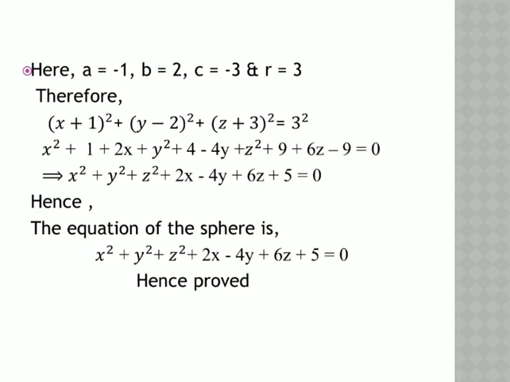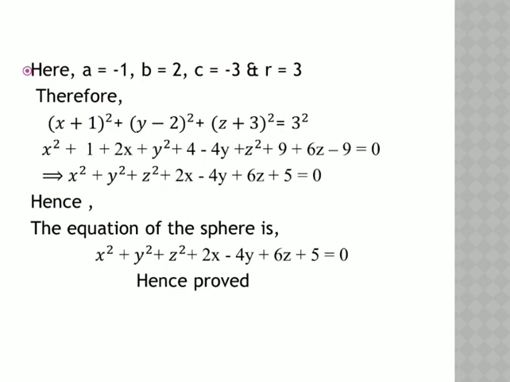(x plus 1) whole square is expanded using the (a plus b) whole square formula, so x square plus 1 plus 2x. (y minus 2) whole square is expanded using the (a minus b) whole square formula, so y square plus 4 minus 4y. Similarly, (z plus 3) whole square is expanded using the (a plus b) whole square formula, so z square plus 9 plus 6z. 3 square is equal to 9, so minus 9 is equal to 0. In terms of this, the equation is converted into x square plus y square plus z square plus 2x minus 4y plus 6z plus 5 is equal to 0.